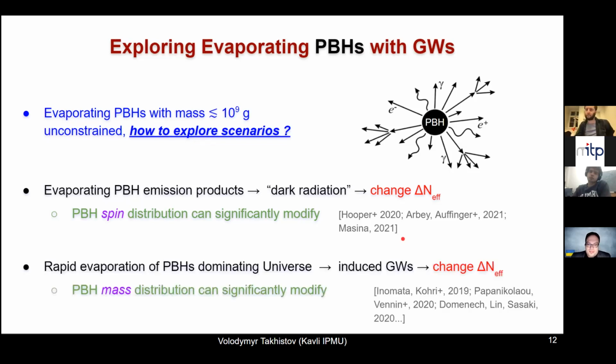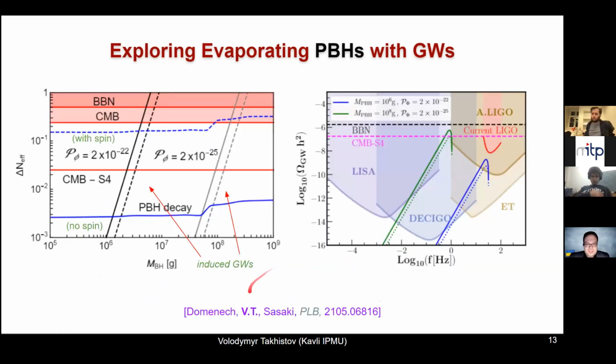Another direction that people have been considering is the production of induced gravitational waves. And the idea here is that when you have a domination of primordial black holes at some stage in the early universe that will then rapidly evaporate, this will be a source of induced gravitational waves, which later could also be interpreted as a change in delta N_eff. And here it was appreciated that the mass distribution is very important for primordial black holes, because the mass sets the lifetime of the evaporation, and the distribution of the lifetime is crucial because you need rapid evaporation for significant signatures.